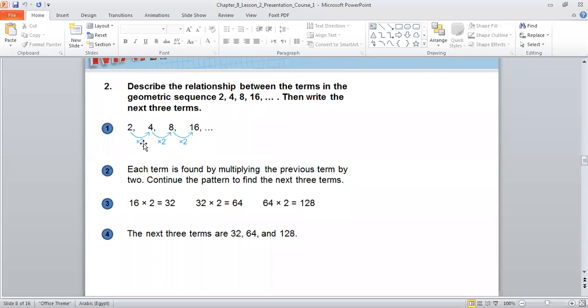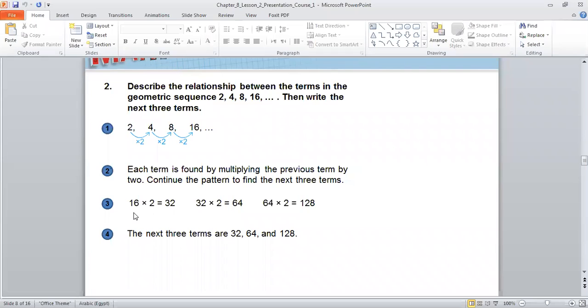So 2 becomes 4, I multiply by 2. 4 becomes 8, I multiply by 2. 8 becomes 16, I multiply by 2. Okay? What is the next number? Each term is found by multiplying the previous term by 2. To get the next, you must multiply by 2. It's not added. It will be multiplied by 2.